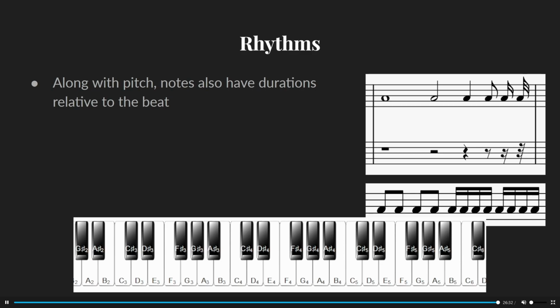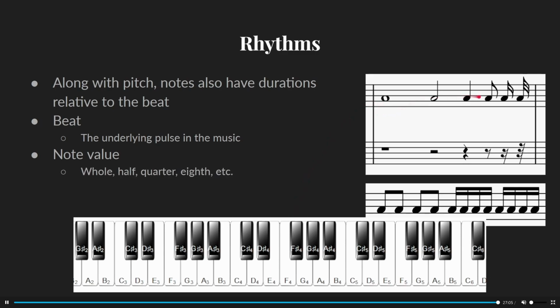Okay, so back to rhythms. They also have durations that are relative to the beat. The beat is what you'd tap your foot along to when you're listening to music. It's kind of this repetitive rhythm right here, the underlying pulse in the music. And from that, we can assign notes a value of how long they would last.